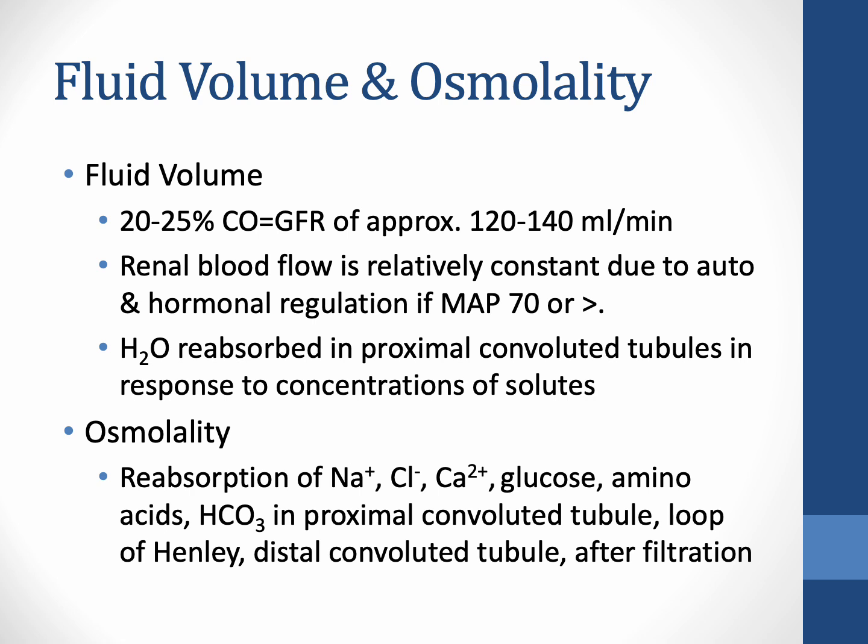Let's look at the regulation of fluid volume and osmolality in the kidneys. The kidneys receive 20 to 25% of cardiac output with a GFR of around 120 to 140 milliliters per minute. Renal blood flow remains stable through autoregulation and hormonal control as long as the mean arterial pressure is 70 millimeters of mercury or higher. Water is reabsorbed in the proximal convoluted tubules based on solute concentration.